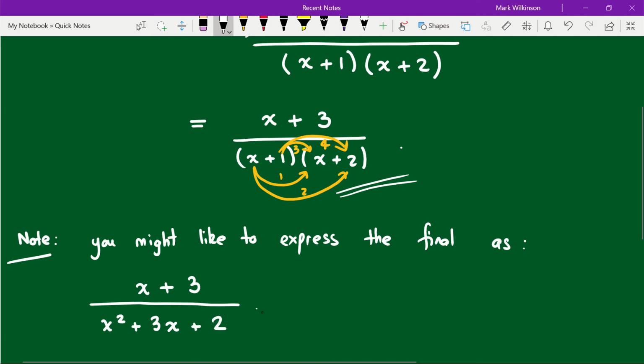You could do that if you wanted. I would make it clear in the question to what extent you would need to do that, but as I said previously, I would be happy to accept the previous line, x plus 3 all upon the product of the brackets, x plus 1 into x plus 2 as your final answer.